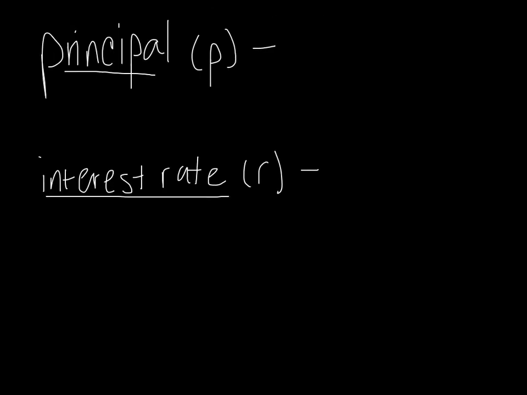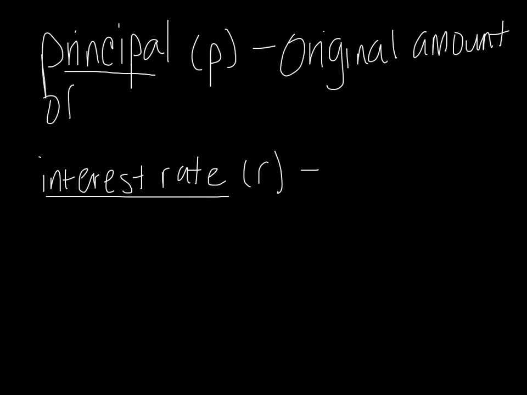We've got two more vocabulary words before we start. Principal, which we refer to with the variable P, is the original amount of money borrowed. So just like on that credit card, if you borrow $400 to go buy a new Xbox, that's the original amount, the principal, the $400.